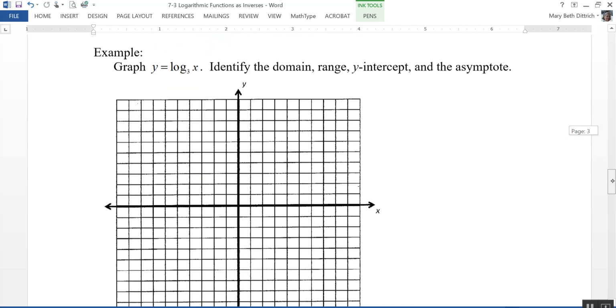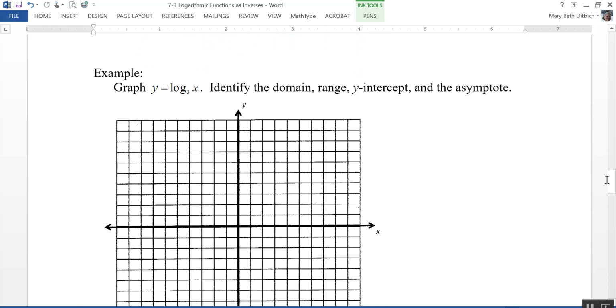So let's take a look at a graph, and let's go ahead and graph one here. So here we need to graph y equals log base 3 of x. And you actually can't do this in your calculator. We're going to have to do this by hand. But I know that the inverse of y equals log base 3 of x is y equals 3 to the x. And I can graph that by making some points. So I'm actually going to find some points for the inverse and then just flip them and graph those points.